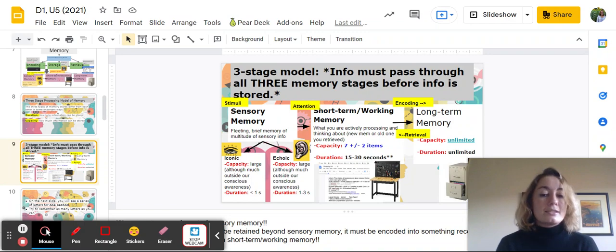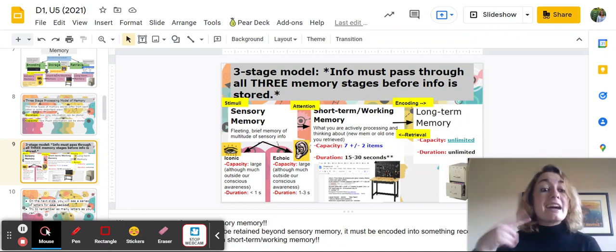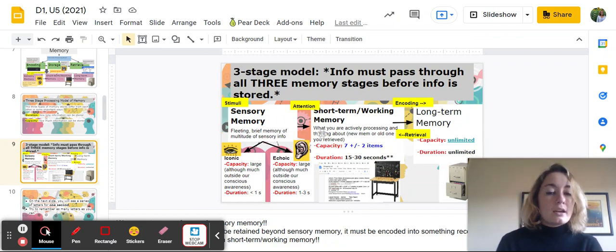And you can think about why echoic is longer than iconic. When you try to remember something, what do you do? You say it out loud and repeat it. I know you guys don't have to remember phone numbers as often as older generations, but if you're trying to remember a phone number or a passcode, you're going to repeat it out loud. That's because it just stays a little bit longer. So you can remember that.